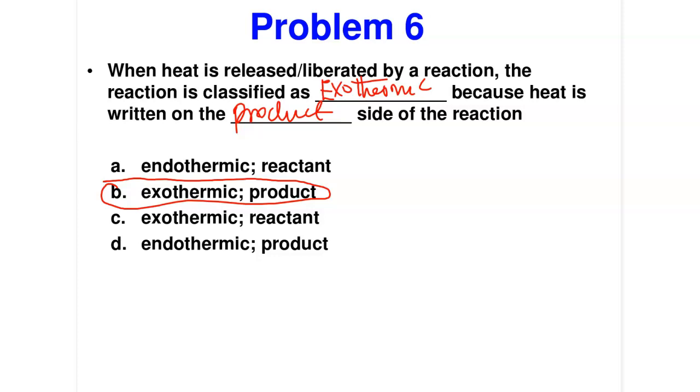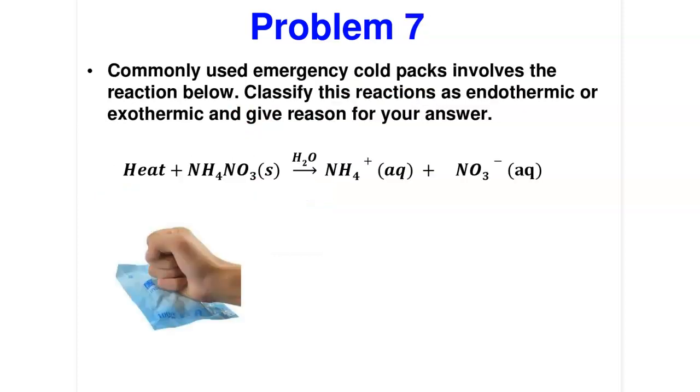So now we go to the last problem in this chapter, problem 7, which happens to be the last but not the least of our problems. It says commonly used cold packs or emergency cold packs involve the reaction below. The reaction simply is when ammonium nitrate dissolves in water. Now, most of these cold packs contain one part of water, one part of ammonium nitrate. So usually when you break it, it mixes with water, and then you find that it begins to get cold when you smash it. Usually that's why you have to smash it very hard for it to break and mix.